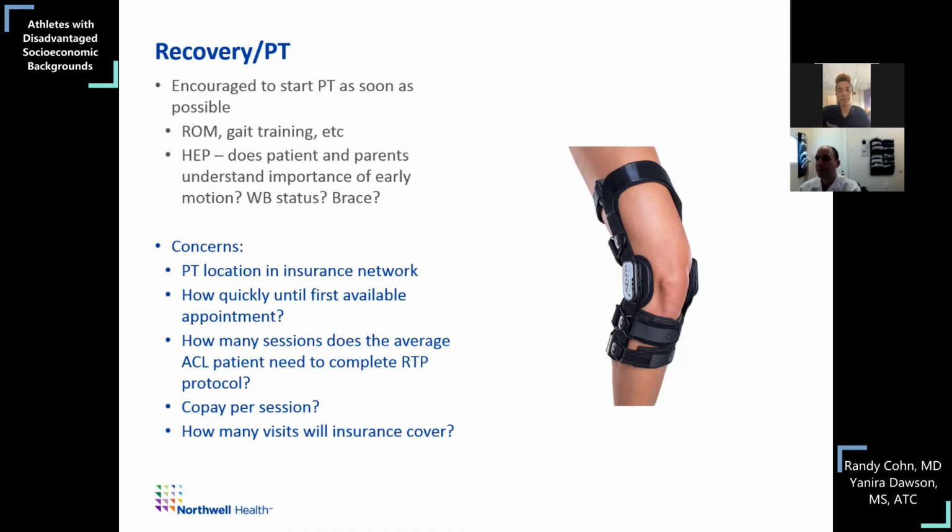We need to find a PT location that's in network. How close to their house is it? Based on insurance status, not every physical therapy location may be amenable to seeing this patient. So the further away they have to travel, the longer time that it takes to get there. And again, the need for car transportation. How quickly is that first appointment? How many sessions does that patient need and how many will that insurance cover? Is there a copay with that?